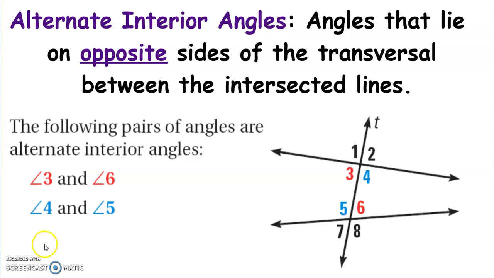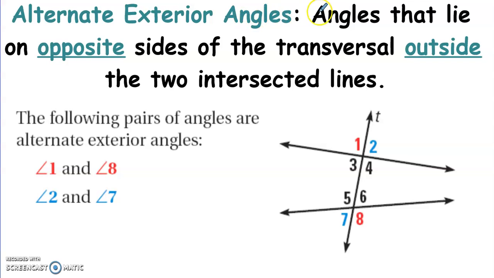Alternate interior angles are angles that lie on opposite sides of the transversal between the intersected lines. So alternate means opposite side of the transversal. Interior means the inside. So the inside angles, the interior angles are 3, 4, 5, and 6 because they're on the inside of these two lines. Alternate means on opposite sides of the transversal. So for example, angle 3 and angle 6 are alternate interior angles, and angle 4 and angle 5 are alternate interior angles. They're on the inside of these two lines, and they're on opposite sides of the transversal.